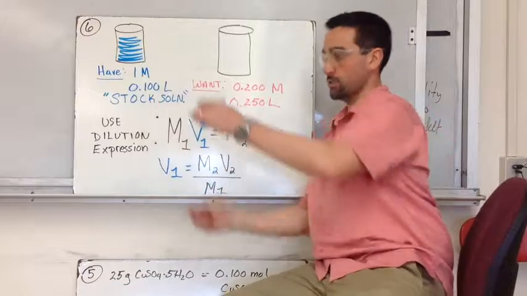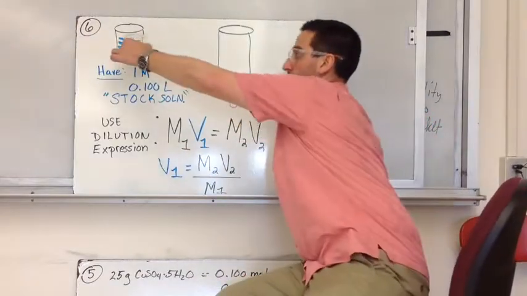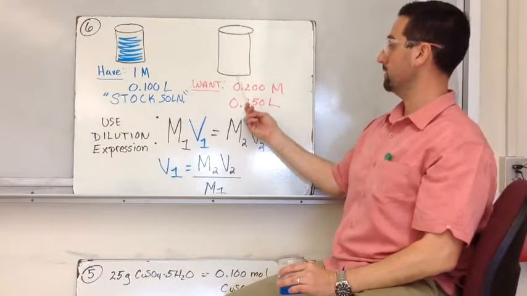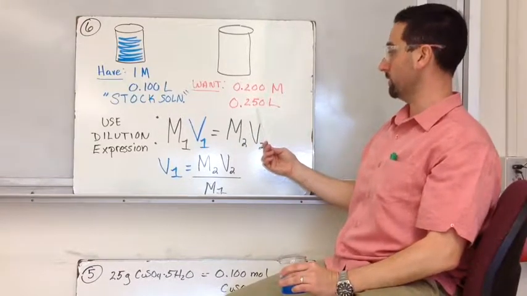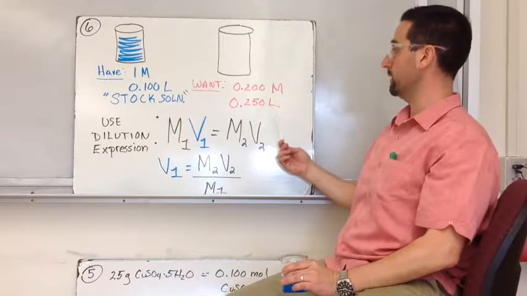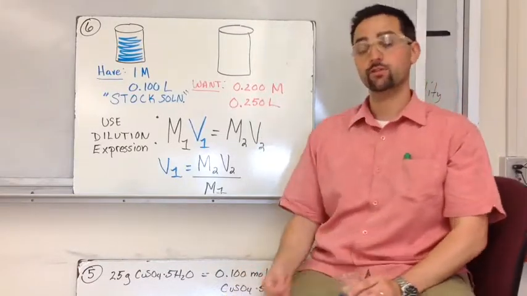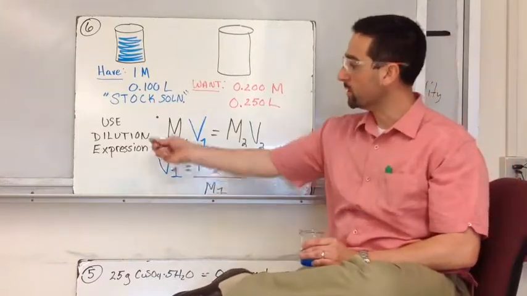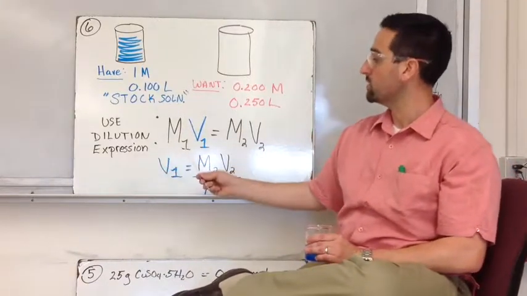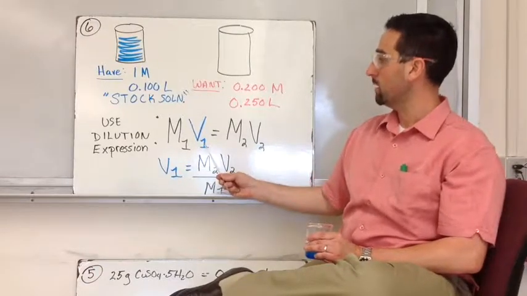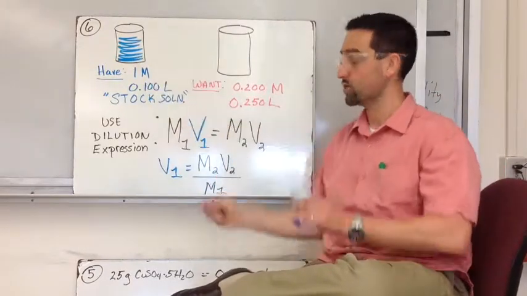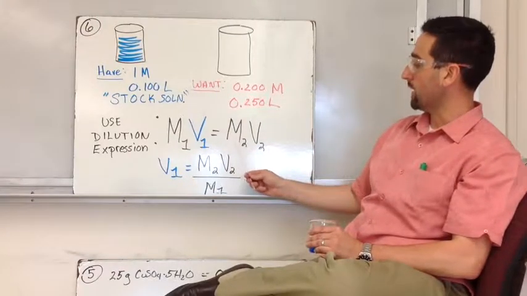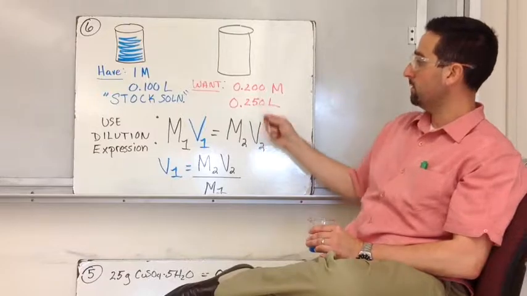how much of this stock solution that I have in my hand, how much of this do I need to pour into a new beaker that has 250 milliliters, or 0.250 liters, of this solution? So whenever you confront problems like this, it's called a dilution problem. So we're going to use the dilution expression, which is the molarity and the volume of the stock solution, which I know, equal to the molarity and the volume of my new solution.